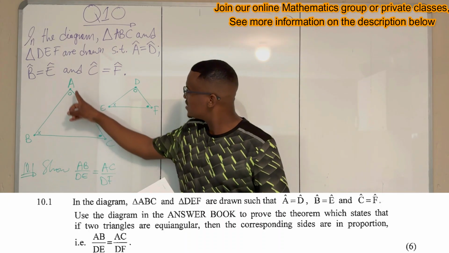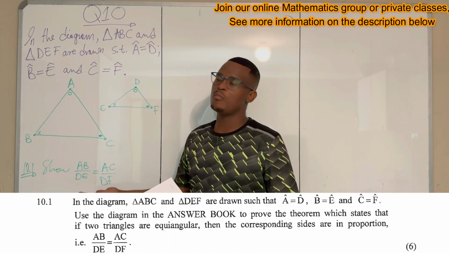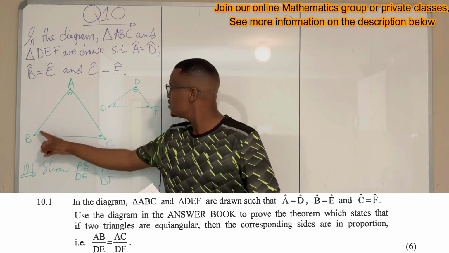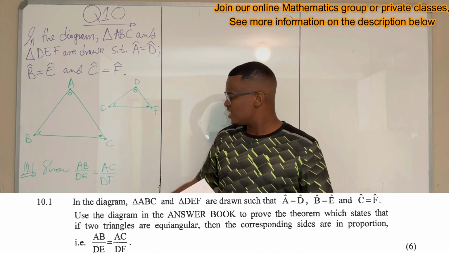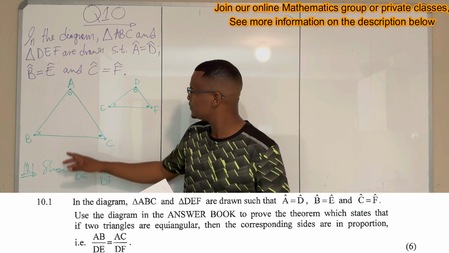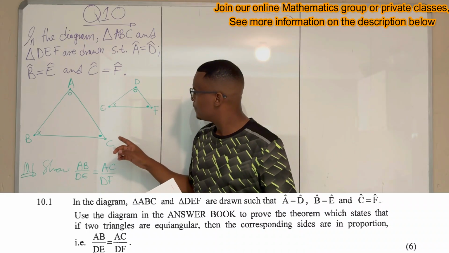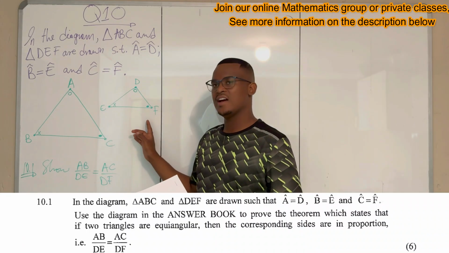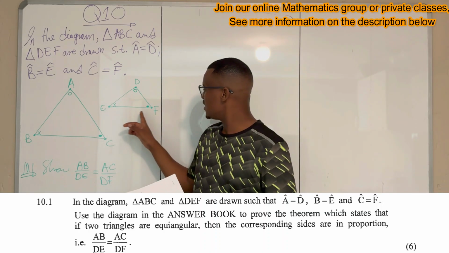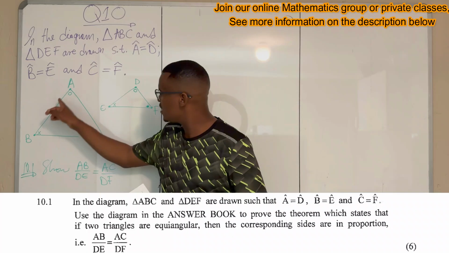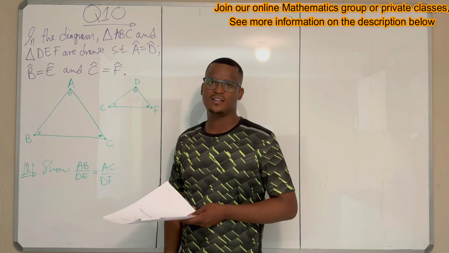So in this case, you can see that AB over DE is one that we can show. Your AB over DE is equal to AC over DF. You don't necessarily have to prove this one. You could also show that your AC over DF is equal to BC over EF. Or maybe your BC over EF is equal to your AB over DE. Any of those ratios should work, right?